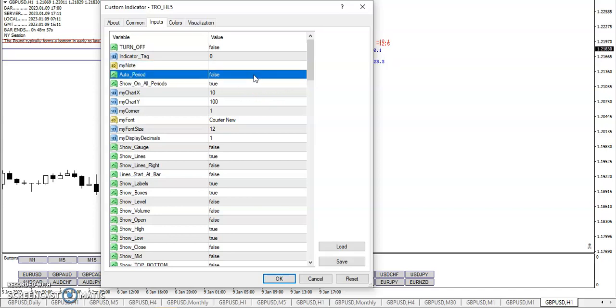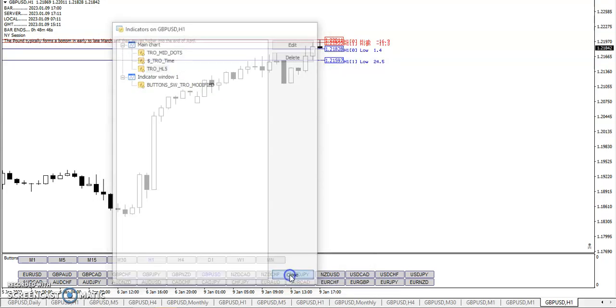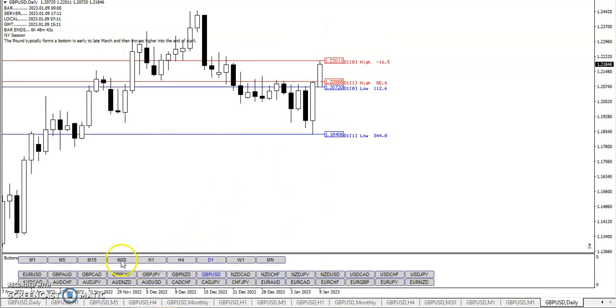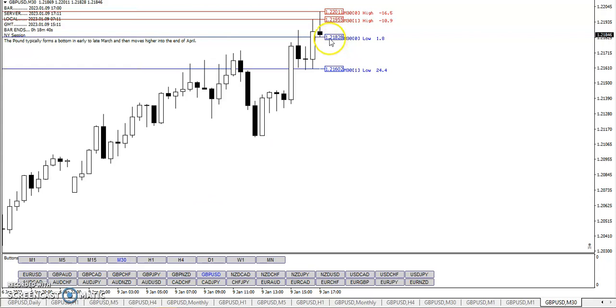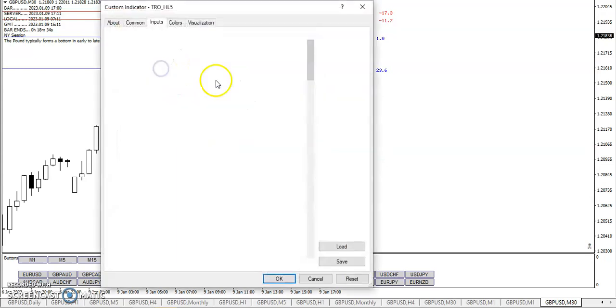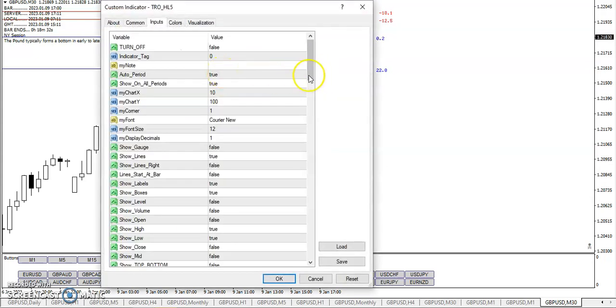Auto period. You know what? I don't even remember what that does. Let's see what it does, just out of curiosity. I don't even remember what that one does. So I'll have to look up the code and figure out what that does and come back and let you guys know.